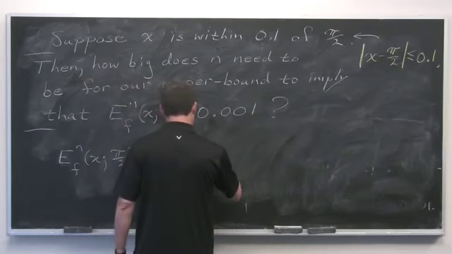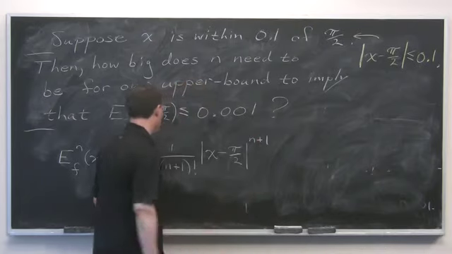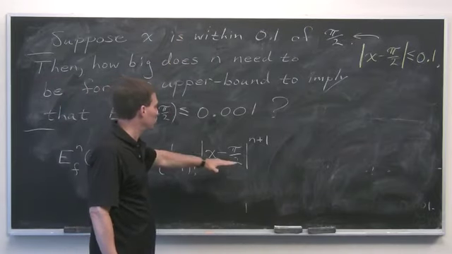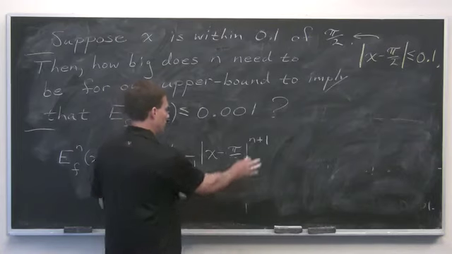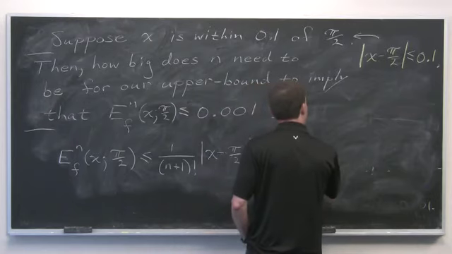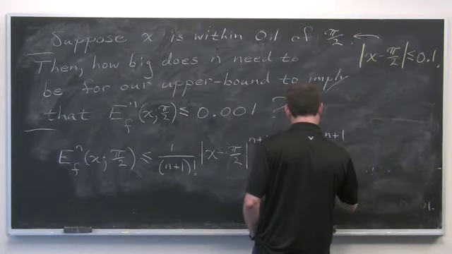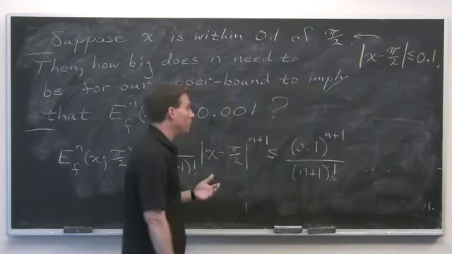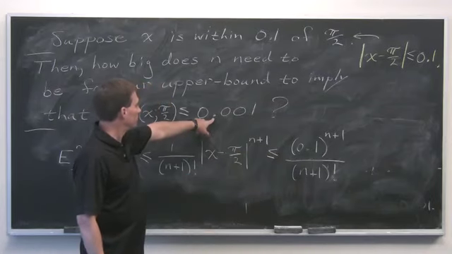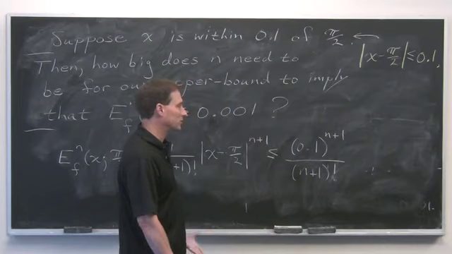What we have is that this is less than or equal to this. But we're assuming that x is within 0.1 of pi over 2. So this quantity, without the n plus 1, is less than or equal to 0.1. So this is less than or equal to 0.1 to the n plus 1 over n plus 1 factorial. But this is easy to deal with by hand. This is 10 to the minus third. All we would need is n equals 2 is certainly enough.